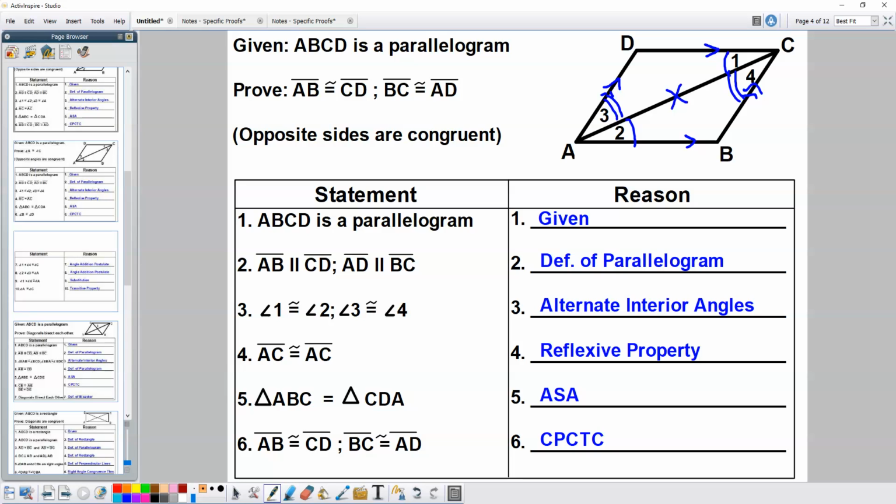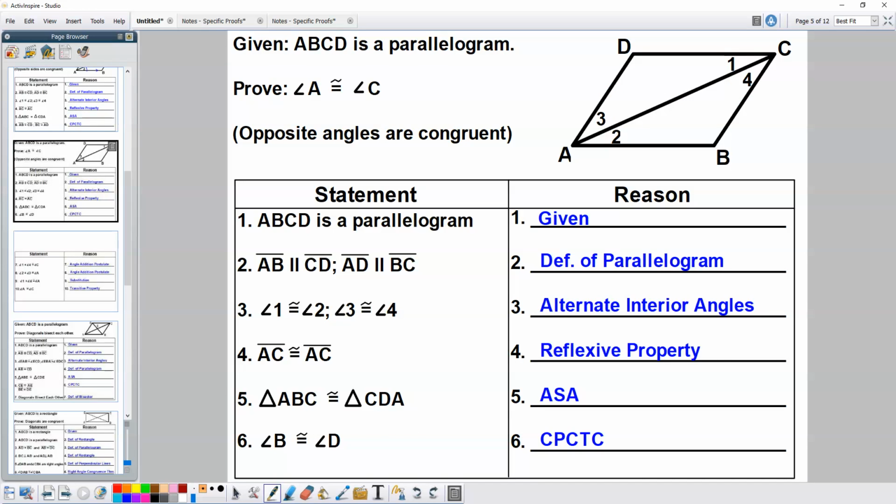And then, so we're looking at the triangles now. We've got to prove that the opposite sides are congruent. So we use CPCTC because we didn't necessarily mark AB or CD, but we know that corresponding parts in congruent triangles are congruent. Okay, so that's a proof of opposite sides are congruent in a parallelogram.